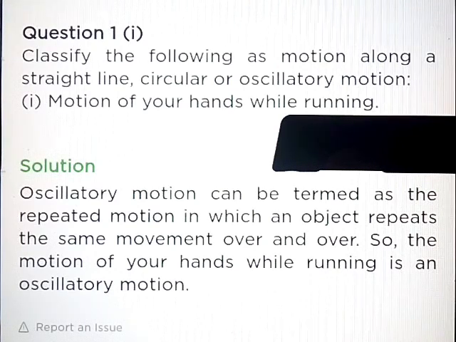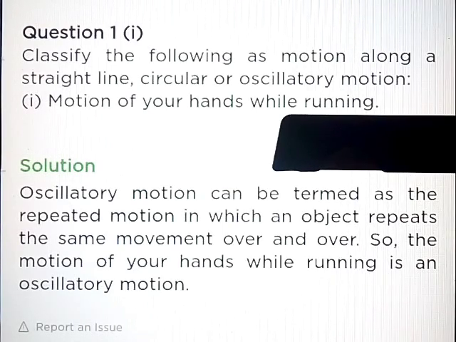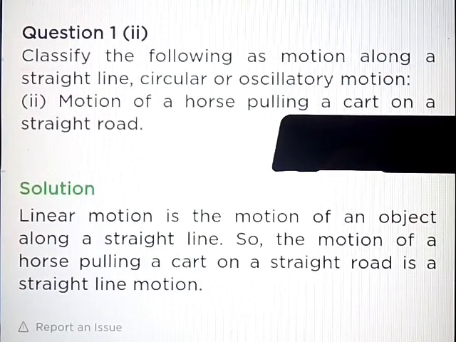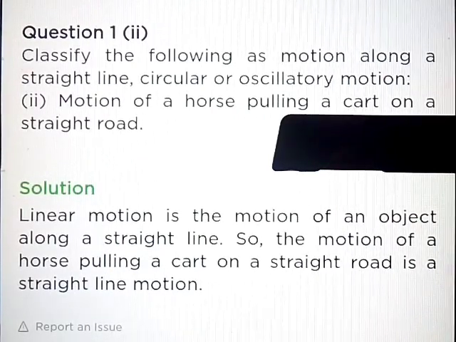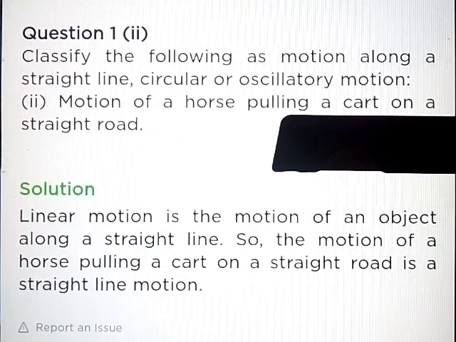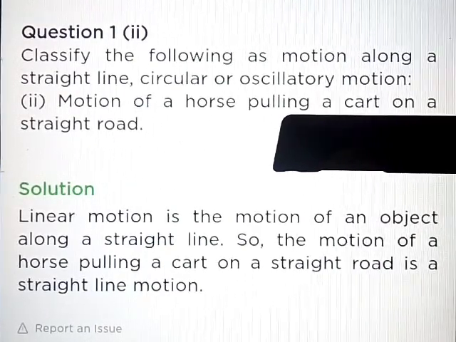Oscillatory motion can be termed as the repeated motion in which an object repeats the same movement over and over. So the motion of your hands while running is an oscillatory motion. Part B. Motion of a horse pulling a cart on a straight road. Answer. Linear motion is the motion of an object along a straight line. So the motion of a horse pulling a cart on a straight road is a straight line motion.